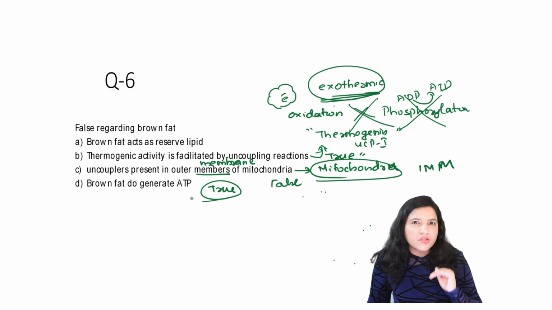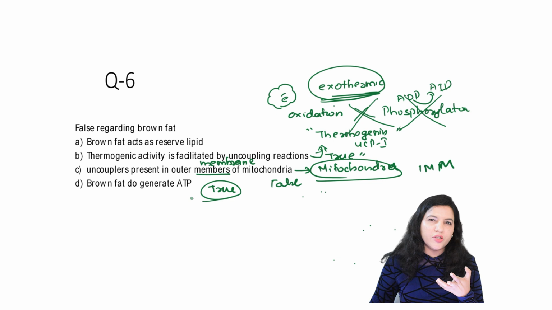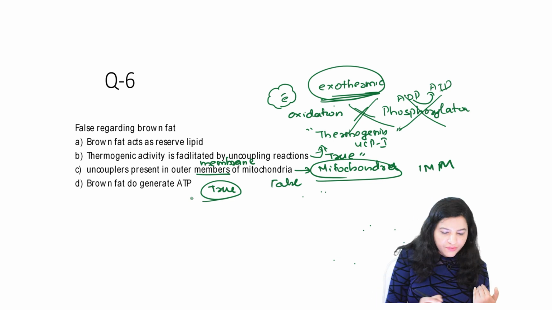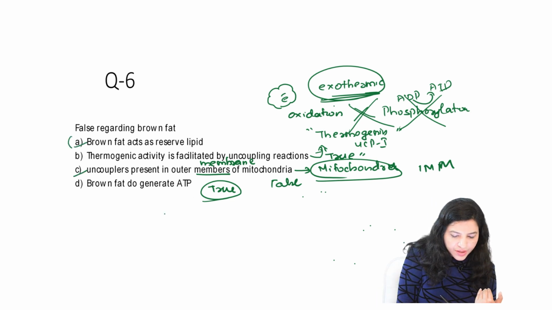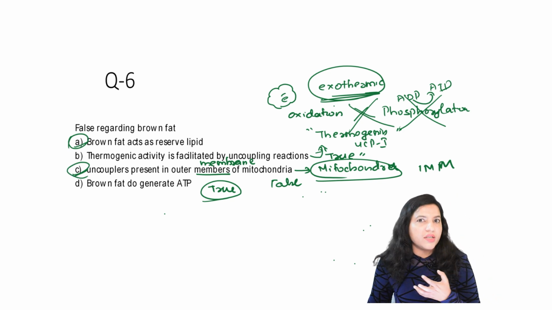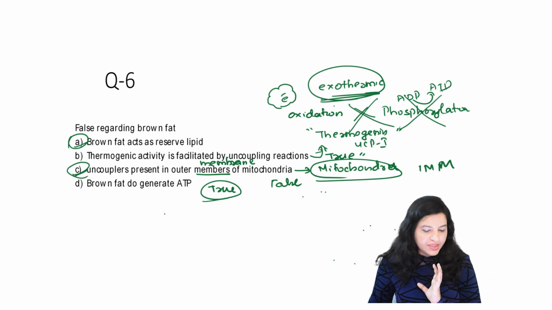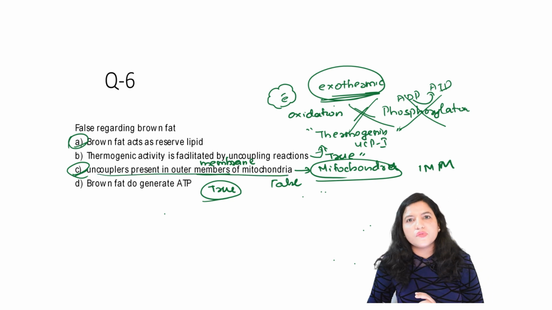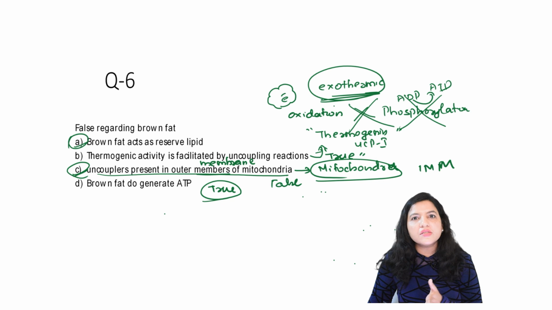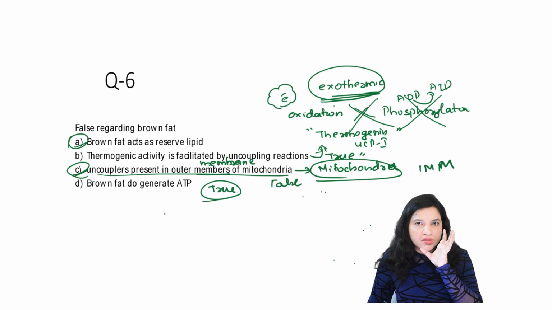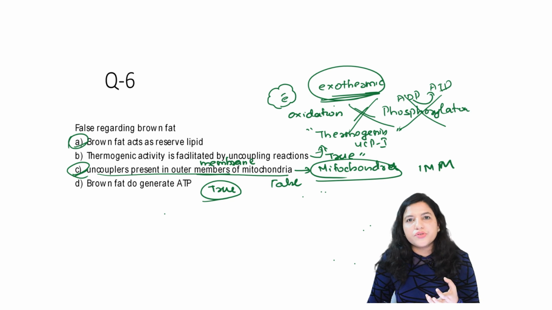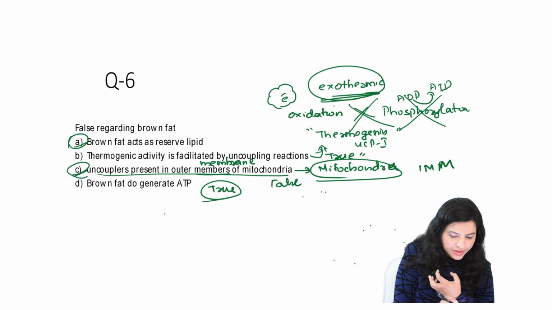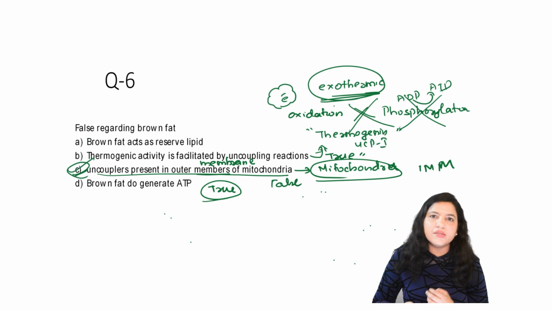Brown fat acts as a reserve lipid is not fully correct, but we have two options here, and I don't know whether there is a mistake in the recall as well, but I will say the best answer here is that the uncouplers are present in the outer membranes of the mitochondria. That will not be correct, because the uncoupling protein is present in the inner mitochondrial membrane. So the answer here is C. The best answer here is C.